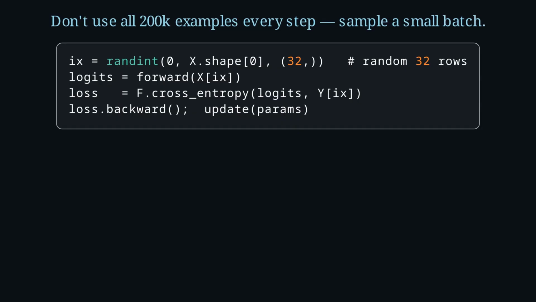Say 32 examples. Each step, the gradient on a mini batch is noisier, an approximation, but it's good enough in direction. And we get to take far more steps per second. It's much better to take many approximate steps than a few perfect ones.